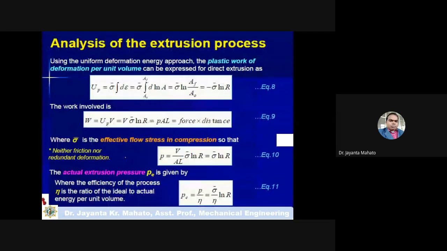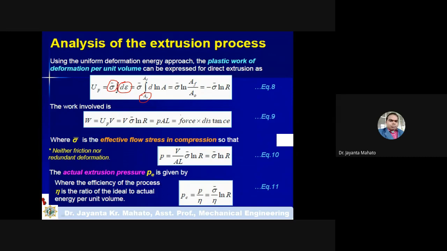Now, analysis of the extrusion process, using the uniform deformation energy approach. In case you have to integrate, just consider that a delta epsilon portion will deform, and you have to integrate this. This is actually sigma multiplied by strain.